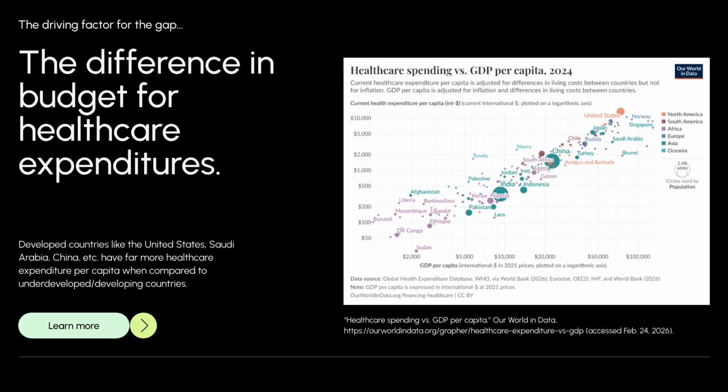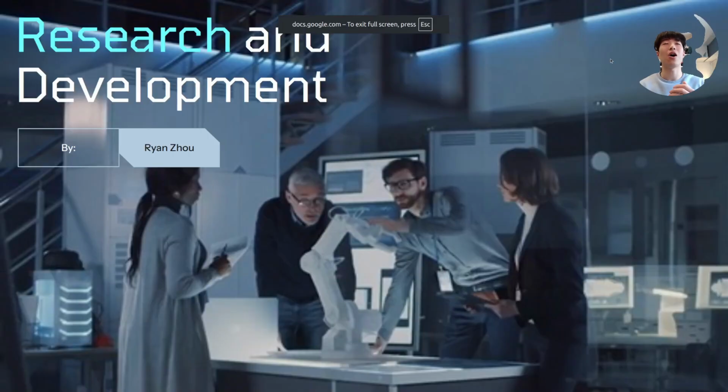Developed countries have significantly higher healthcare expenditure per capita compared to underdeveloped or developing countries. And now I'll be discussing the positive and negative aspects of the impact of information technology on the research gap between rich and poor countries.